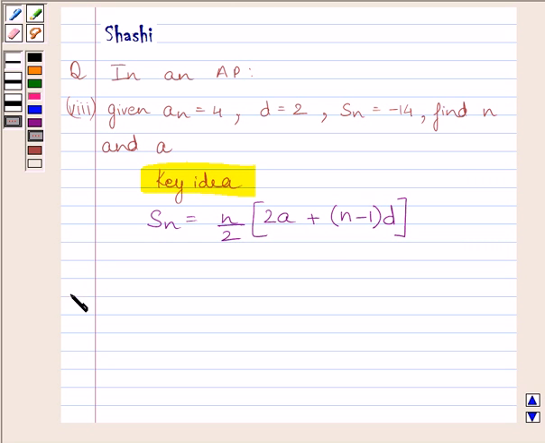Let us now start the solution. We are given nth term, that is an, is equal to 4, common difference of AP is equal to 2, and sum of n terms of AP is equal to minus 14. All these three terms are given in the question.